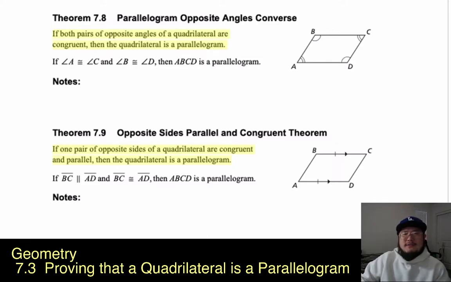In Theorem 7.9, we have the opposite sides parallel and congruent theorem. Right here, it says if one pair of opposite sides of a quadrilateral are congruent and parallel. So the same side that is congruent must also be parallel as well. So if they're both congruent and parallel, then the quadrilateral is a parallelogram.